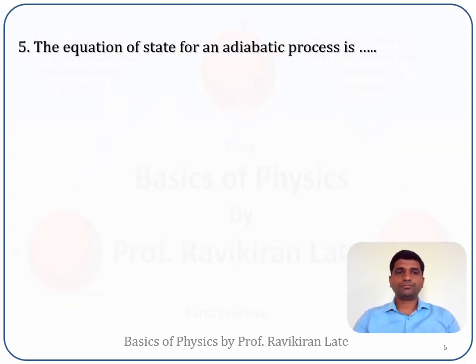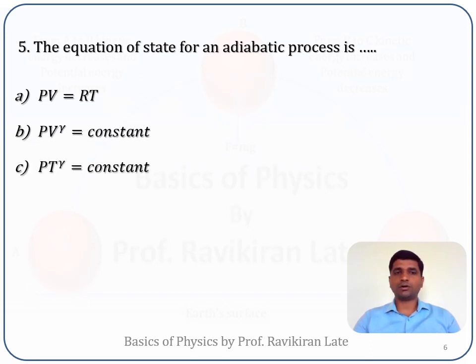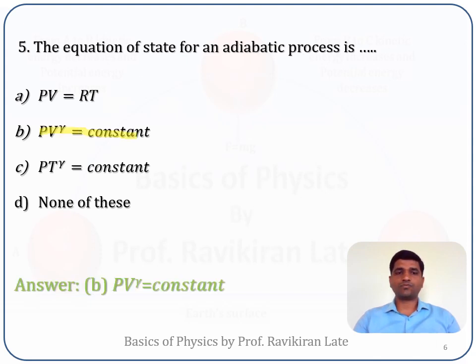Now the next question is, the equation of state for an adiabatic process is: option A, PV is equal to RT; option B, PV raised to gamma is equal to constant; option C, PT raised to gamma is equal to constant; option D, none of these. All of us know that for an adiabatic process, the relation between pressure and volume is PV raised to gamma is equal to constant. So the correct answer is option B.